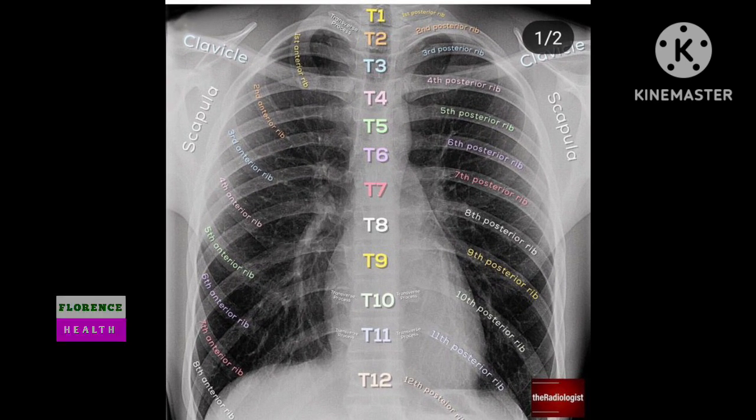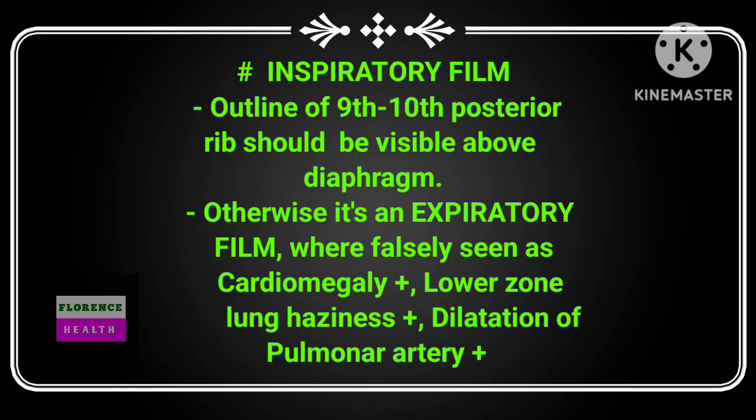Look at the bony impressions of clavicle, scapula, anterior and posterior ribs, thoracic vertebra, and other soft tissue impressions. Let's discuss: is your X-ray plate an inspiratory one or an expiratory one? If 9th to 10th posterior ribs are visible above the diaphragm, then it is an inspiratory one. Otherwise, it is an expiratory film, where it will falsely recognize cardiomegaly, dilatation of the pulmonary artery, and lung opacity.